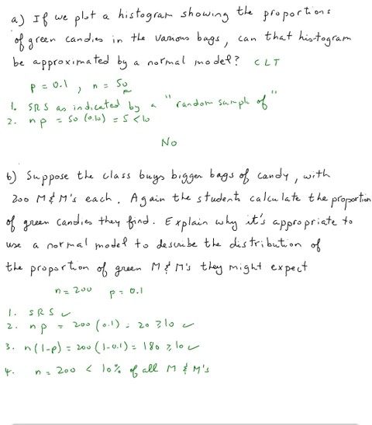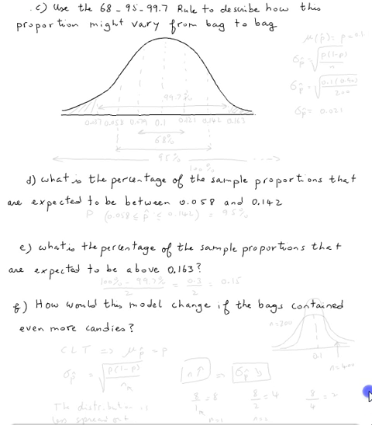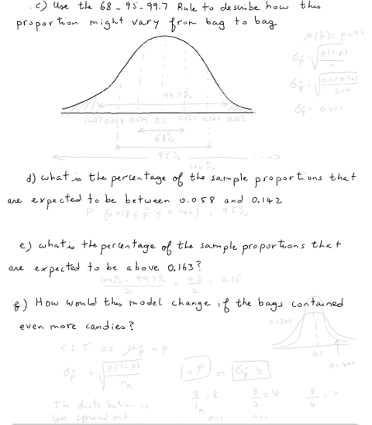Now question C says, use the 68, 95, 99.7 rule to describe how this proportion might vary from bag to bag. Okay, so we need to show the 68, 95, 99.7 rule. First of all, this is a normal distribution because of the CLT.